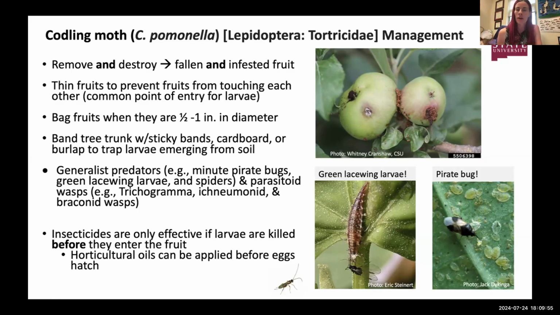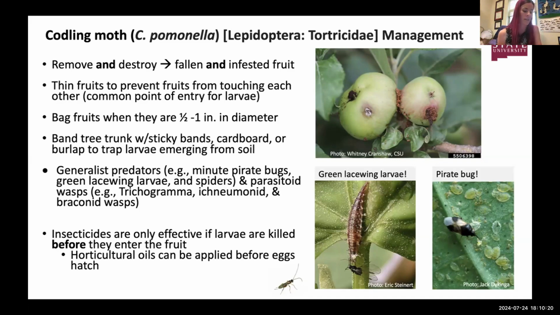There are generalist predators that like to feed on the larva of them, and there's also some parasitoids as well for different stages of the moths. Insecticides are only effective if larvae are killed before they enter fruit. So there are insecticides available. So monitoring them is important, right? To know if you need to bring out the big guns, the insecticides.